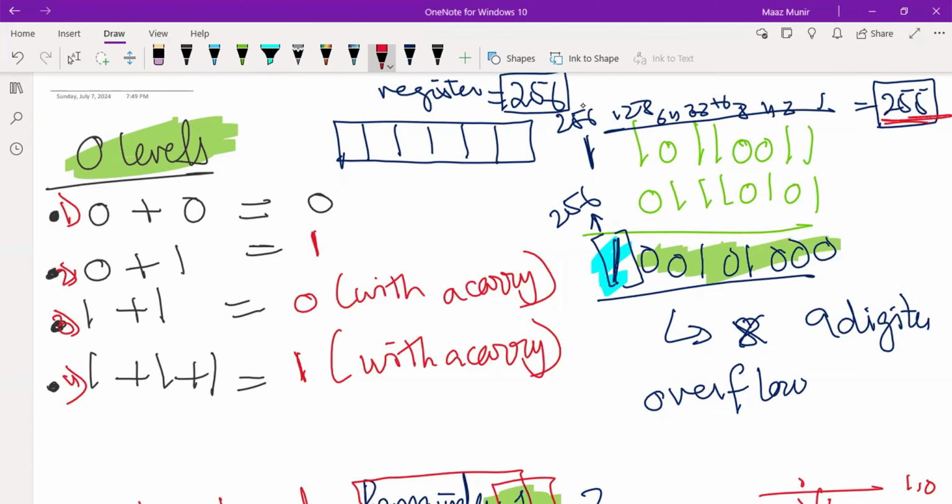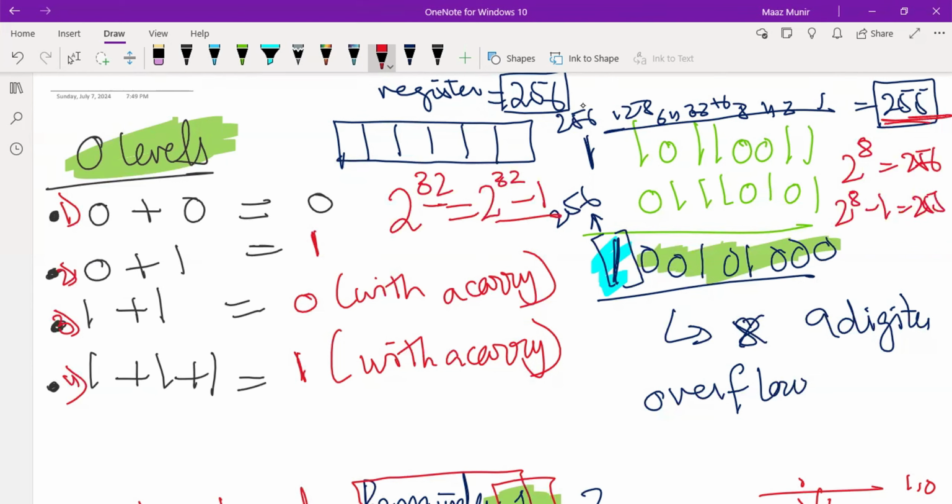You add up these numbers 1, 2, 4, 8, 16, 32, 64, 128, you get 255 as the answer. So if you have 2 raised to power 32, which would be the total number of values you could store in a 32-bit register, you would be able to store a maximum of 2 raised to power 32 minus 1. Like in this case, we have 8 bits, right? So 2 raised to power 8 is 256, but the maximum we could store is 2 raised to power 8 minus 1, which is 255. I hope you get this.